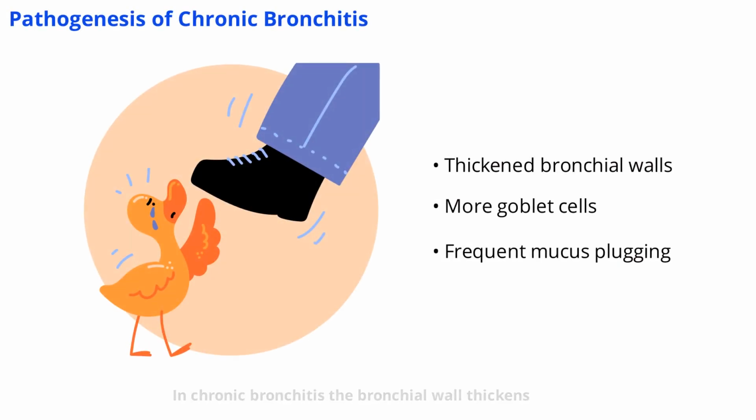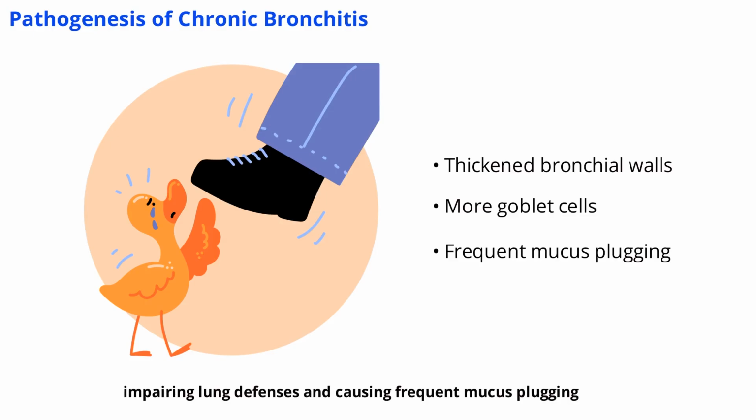In chronic bronchitis, the bronchial wall thickens and the number of mucus-secreting goblet cells increases. This leads to more mucus in the airways, impairing lung defenses and causing frequent mucus plugging. Additional changes include squamous cell metaplasia, edema, and chronic inflammation, all contributing to persistent symptoms.